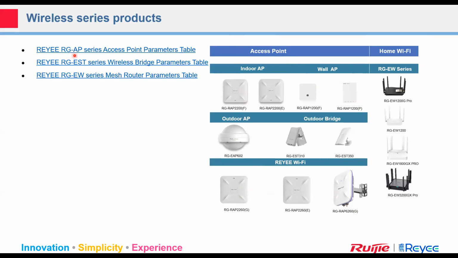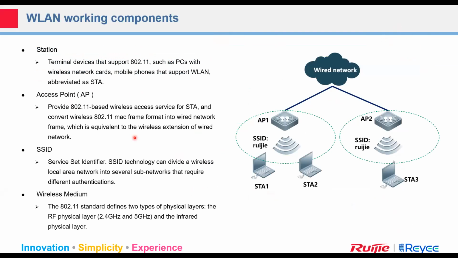We have RGAP, which is the wireless access point. We have Reyee EGETS, which is the wireless bridge device, and we have Reyee EGEW, which is a mesh router. So these are the mesh routers. EST is the wireless bridge. AP is the access point.